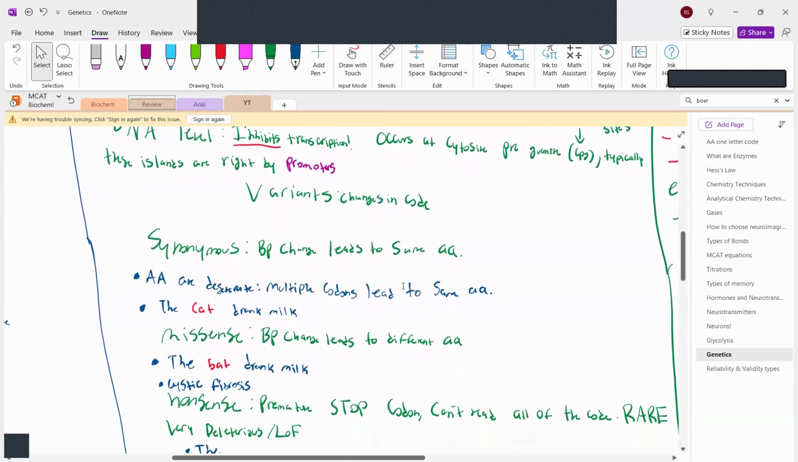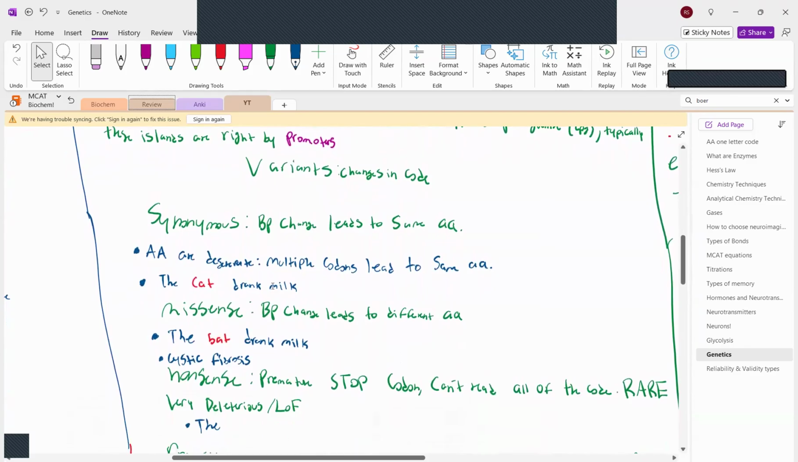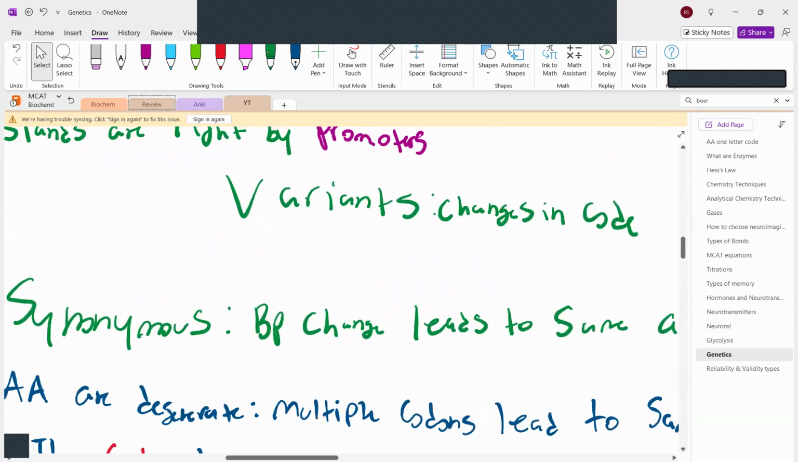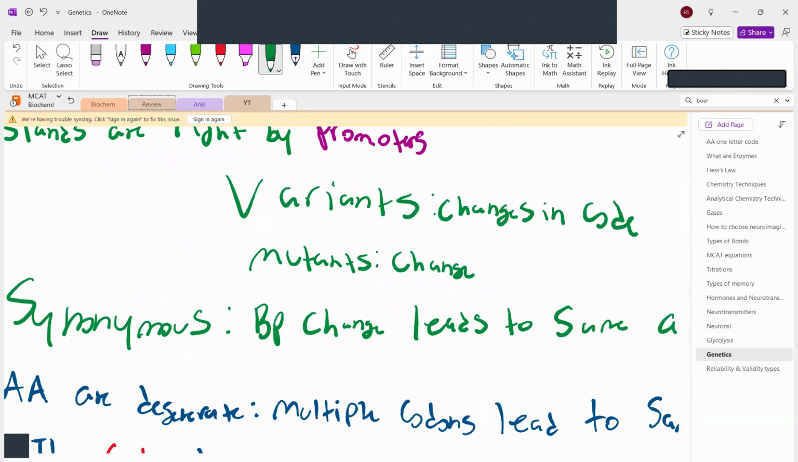So yeah, I already mentioned this: variants are what change the genetic code itself, whereas mutants are when the phenotype changes. And I could write that too. Mutants: change in phenotype.